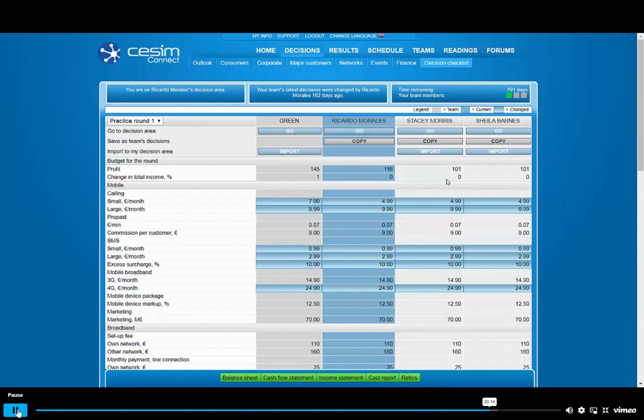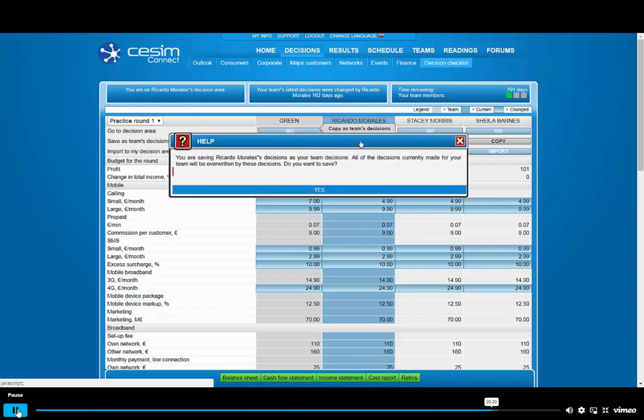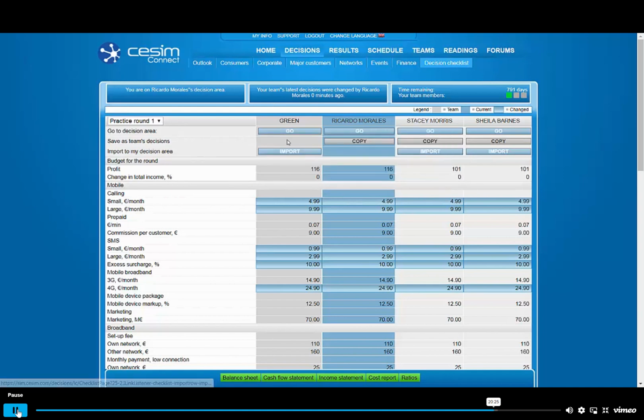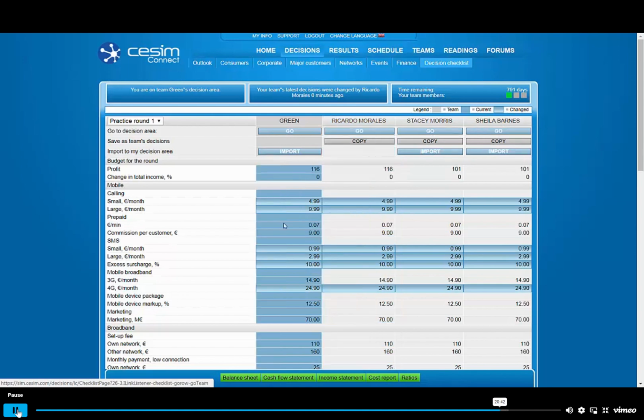So if we say that, for example, now we are happy with Ricardo's decisions, we click copy, and now the system is moving all the decisions from Ricardo's area to the team area, and then whatever decisions we have here in the team area, those are going to be used to calculate the results for the round. We can also step into the other team members' areas, or we can decide to step into the team area and make all the decisions directly here on the team area. That decision is in your hands, whichever way you want to make the decisions, as long as you have all the decisions in the team column at the time of the deadline.